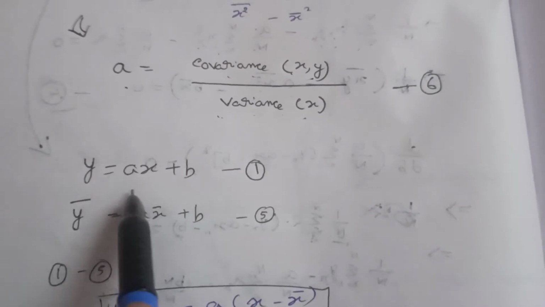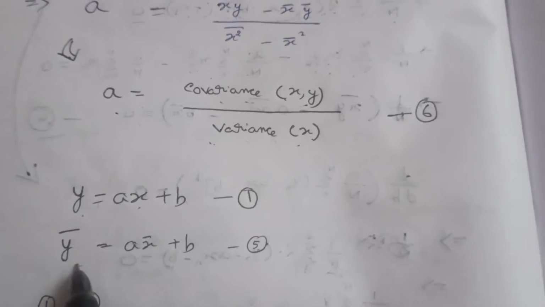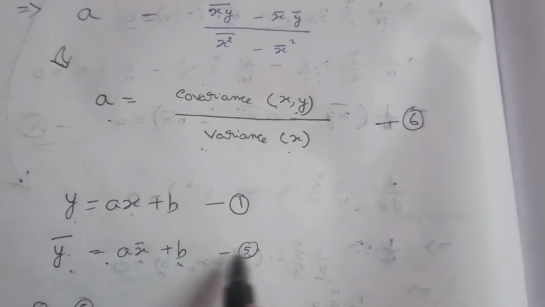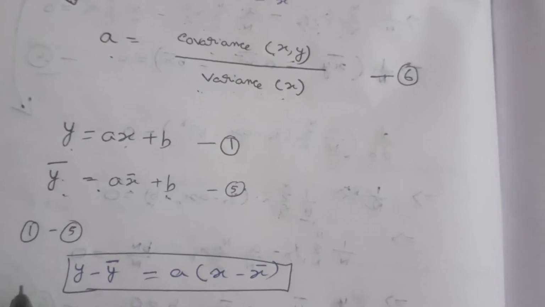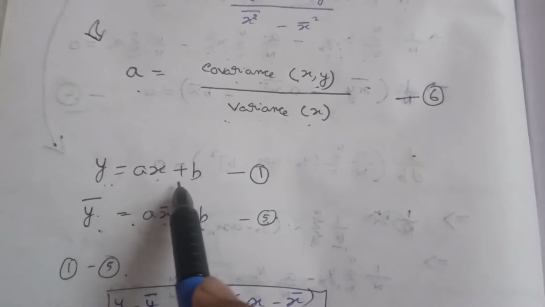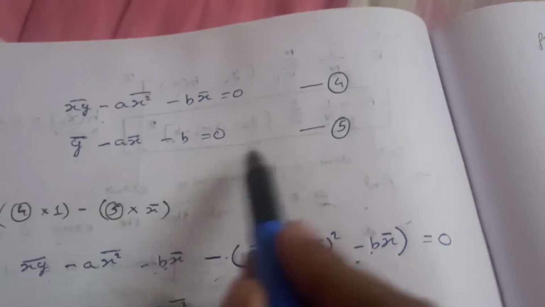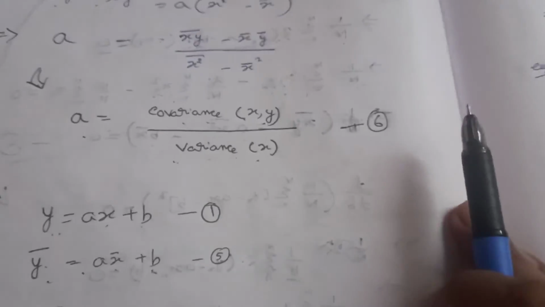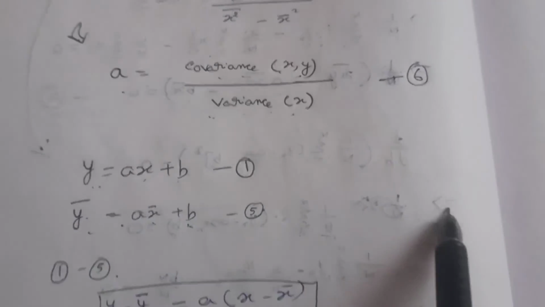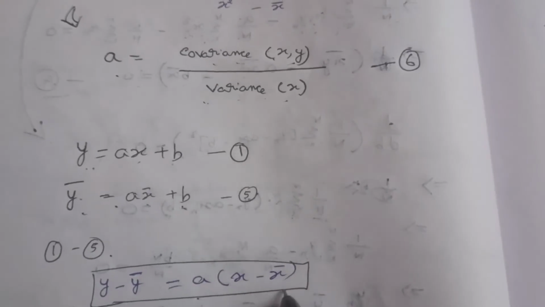From the equation y equals ax plus b, we can write that y bar equals a x bar plus b. Now let's do equation 1 minus equation 5. This is equation 1, y equals ax plus b, and this is equation 5 that we got, y bar equals a x bar plus b. So doing equation 1 minus 5, we got y minus y bar equals a of x minus x bar.